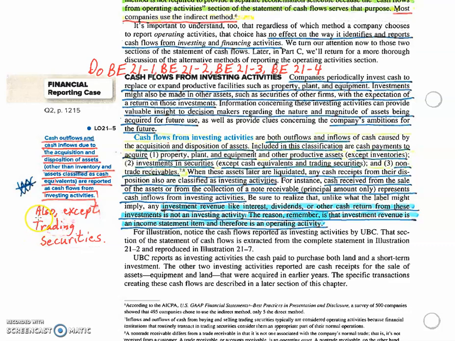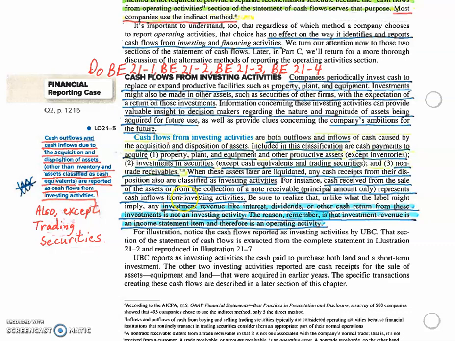Trading securities are considered, the gains and losses on those, the money spent on those is considered operating activities because they're only trading securities if you're in the business of trading those. That's part of your operations. So other than inventory and assets classified as cash equivalents and trading securities are reported as cash flows from investing activities. So outflows and inflows of cash due to the acquisition and disposition of assets other than inventory and cash equivalents and in trading securities.